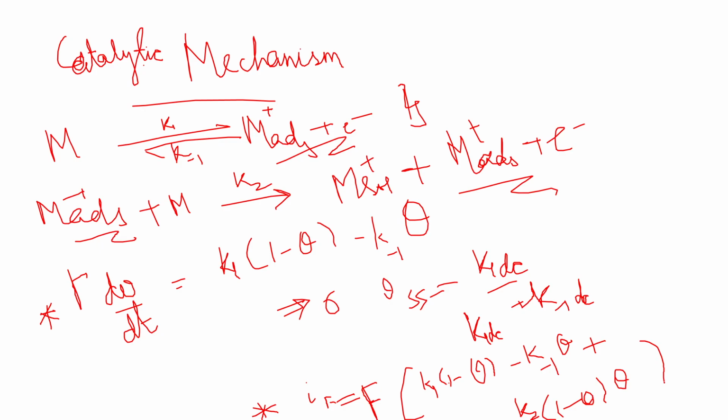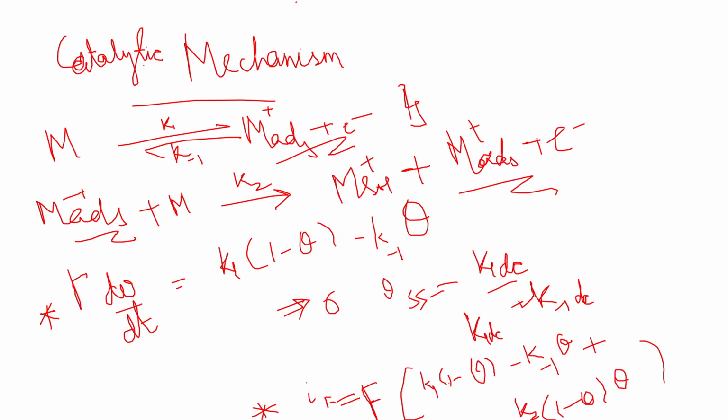Because M adsorbed plus M. M adsorbed is θ, M is 1 minus θ. Right? Now, θ is for M adsorbed and 1 minus θ is for M, bare metal. So K2 into M, M adsorbed into M. So the concentration, I mean, where M can occupy is 1 minus θ sites, and M adsorbed will occupy θ sites.